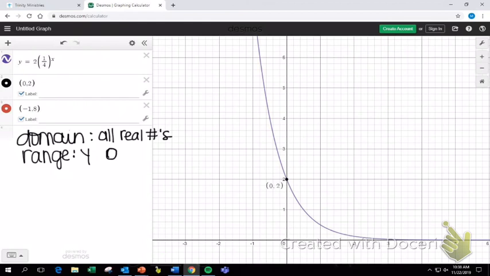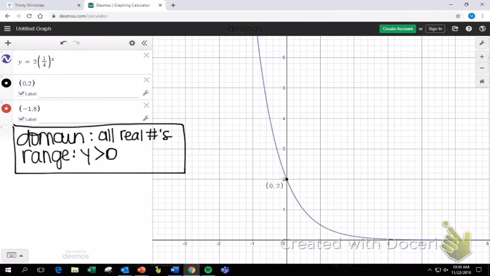And this time, are all my y values greater than 0 or are they less than 0? They are greater than 0. So my range is y is greater than 0. Again, no "or equal to," because it never actually goes through the 0 on the y-axis. And that is lesson 6.3.